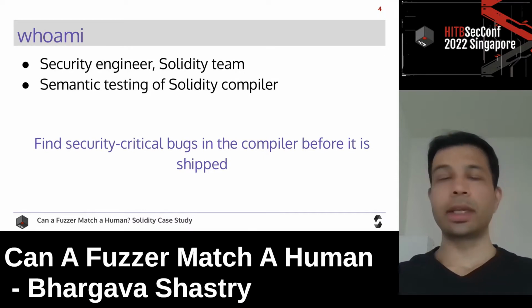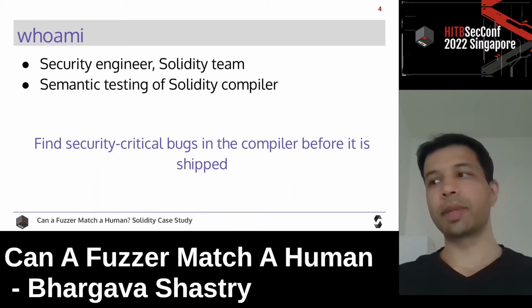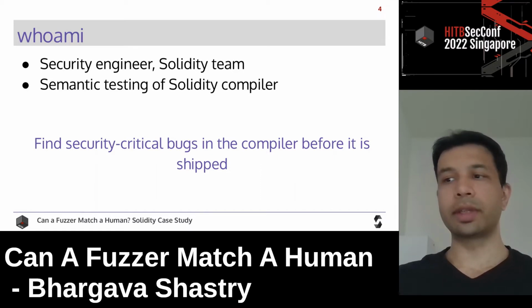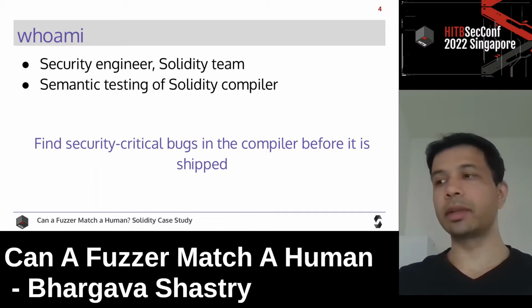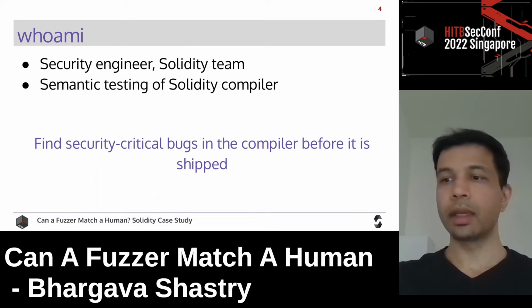About me, I'm a security engineer in the Solidity compiler team in the Ethereum Foundation. Most of my work revolves around using current testing frameworks to find security critical bugs in the Solidity compiler, hopefully before the compiler is shipped to end users. Let's get started.